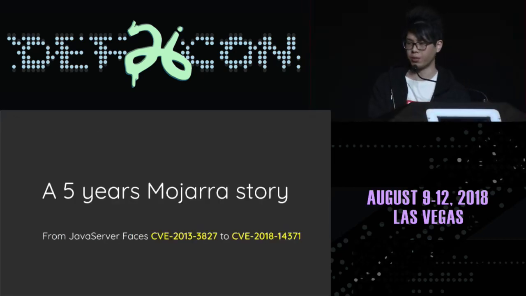Let's talk about a Mojarra story. JavaServer Faces is a standard in Java EE, but it's just a standard, and needs someone to implement it. The top two implementations in the world are MyFaces by Apache and Mojarra by Oracle. While reading advisories, I noticed a report that reviewed Mojarra and found CVE-2013-3827. The report also inspired me to dig more into it. Within a couple of days, I found a new vulnerability. It's a very obvious path traversal: it just reads the file from the query string.